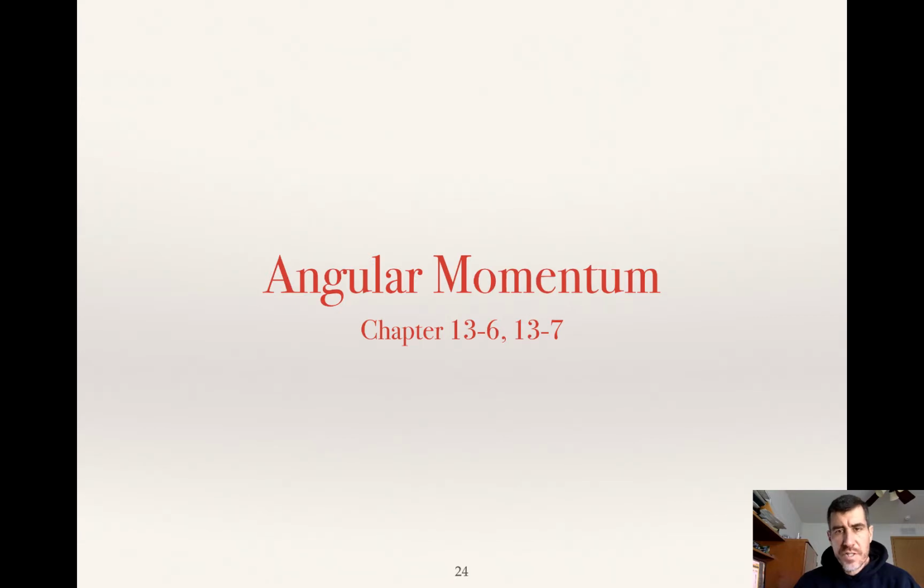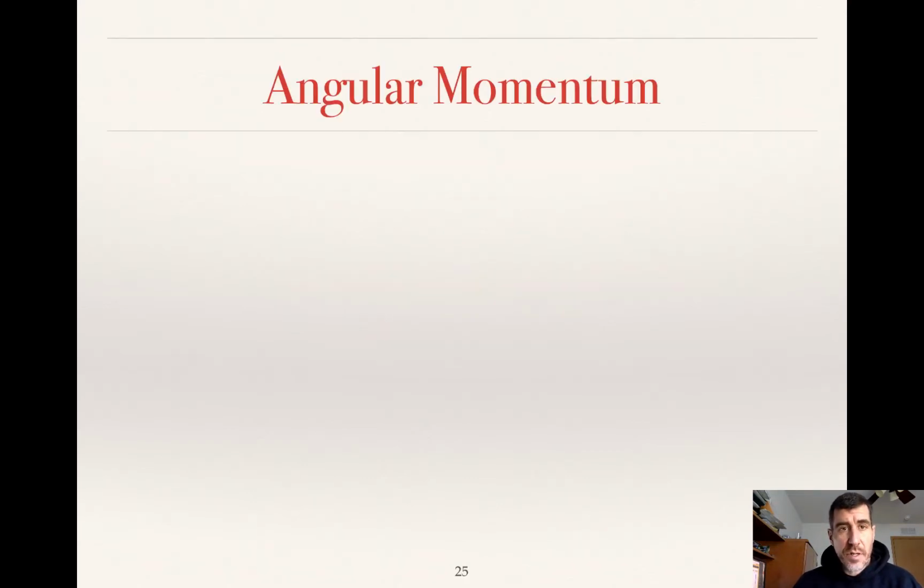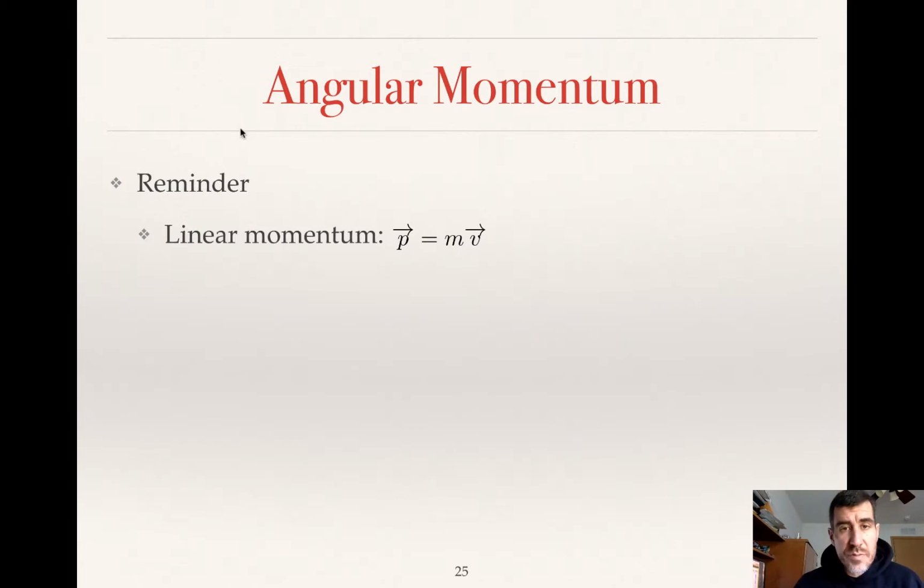The final video for chapter 13 is going to be on angular momentum and the conservation of angular momentum, and this is covered in chapters 13.6 and 13.7 of the textbook. Okay, so a quick reminder, if you remember back in chapter 10 or 11, whatever it was, we defined linear momentum, which was a vector, and it was the mass of an object times the velocity of an object.